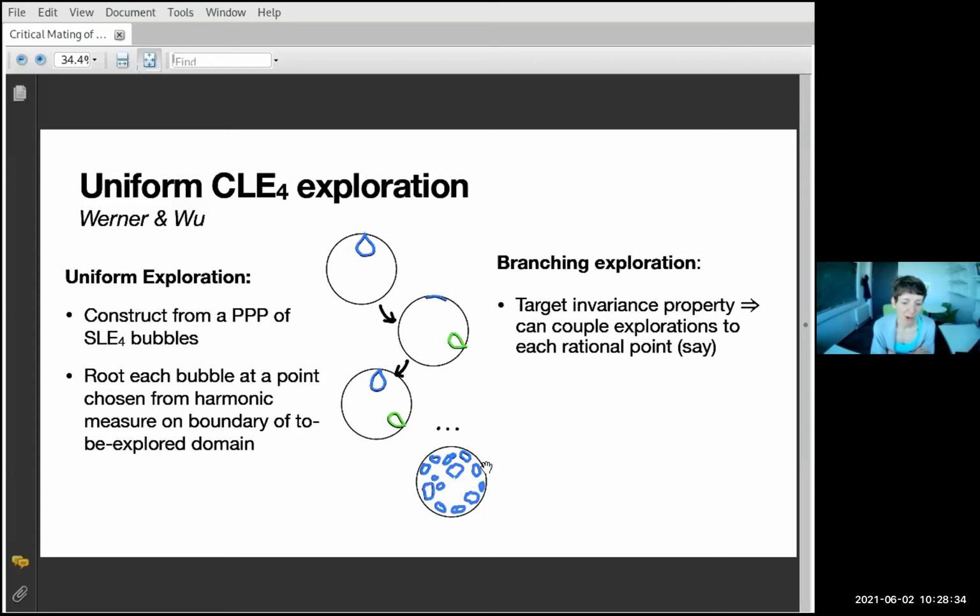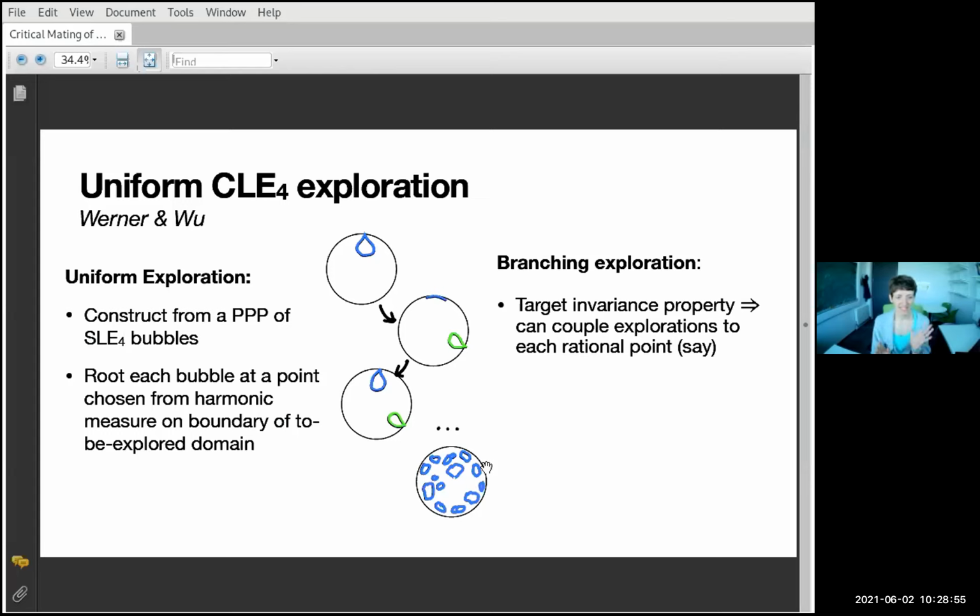From now on, I would really like to be able to say we have a CLE4 and we have this deterministic exploration procedure associated with it, but I can't rigorously say that. So whenever I say we have a CLE4, I actually want to say we have a CLE4 together with an associated exploration procedure.